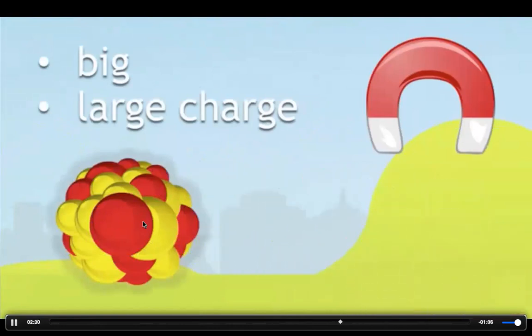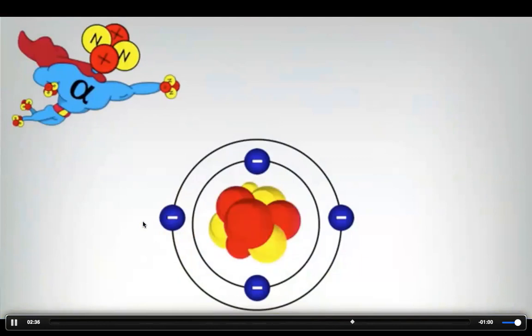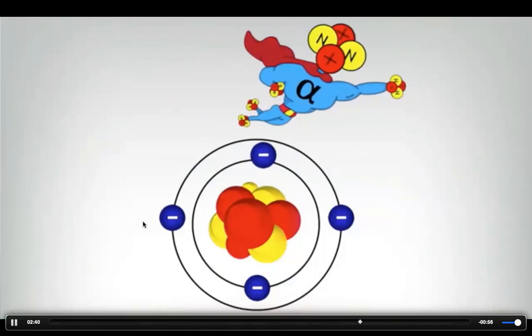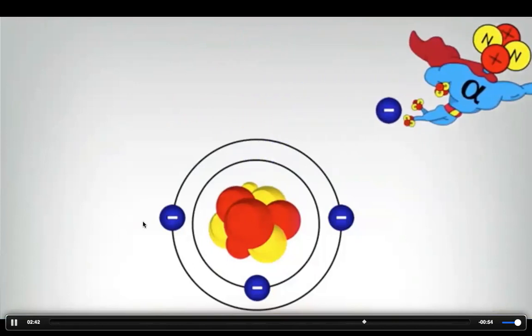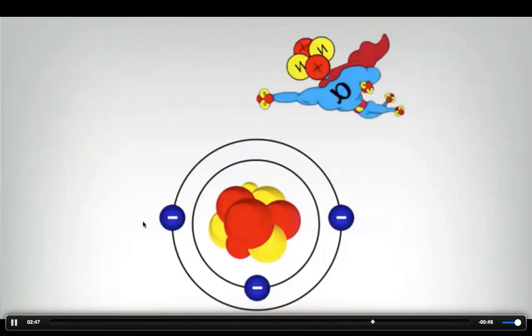If it comes across another atom, it's pretty likely to take an electron with it. Here's the alpha particle, here's an atom. The alpha particle comes across it. As it gets near, it starts to make it wobble a bit, and as it comes away, it pulls off an electron with it. This makes it very, very ionizing.